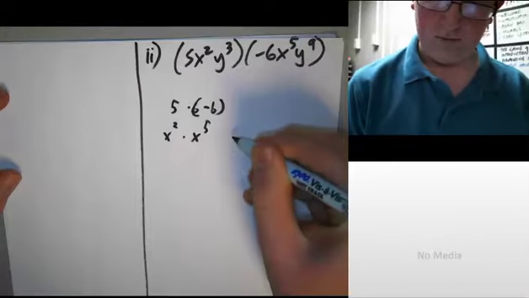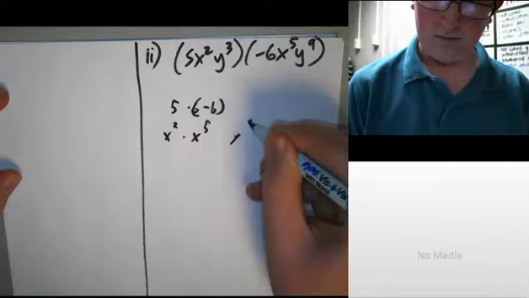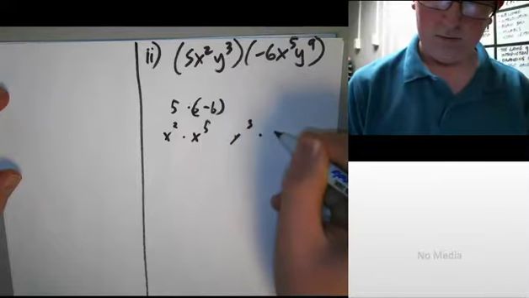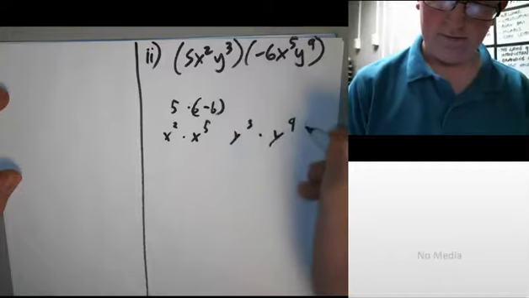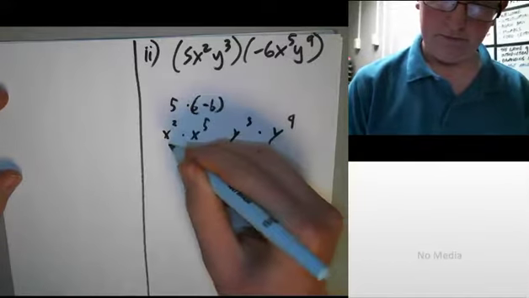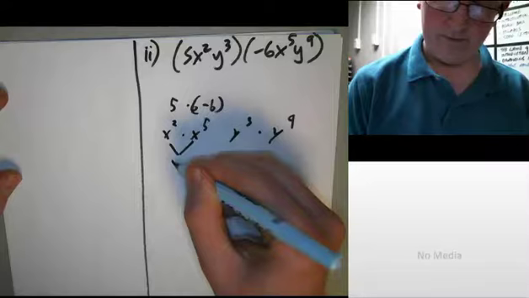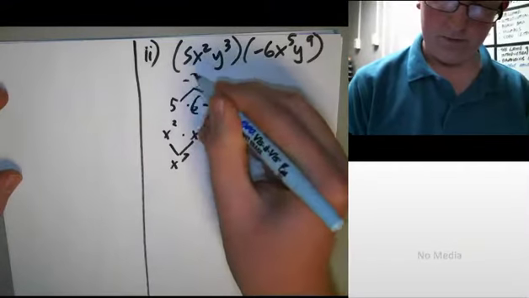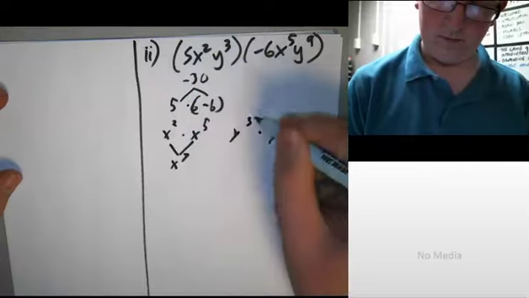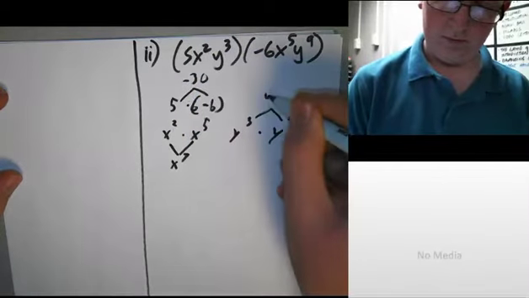Okay, so he's combining the 5 times negative 6 together because those are the two big numbers. He's also doing x squared times x to the 5th because those have the same base. They both have the base of x. And he's combining the y cubed and y to the 9th because they have the same bases. Does that make sense? Okay, so let's see what he ends up getting.